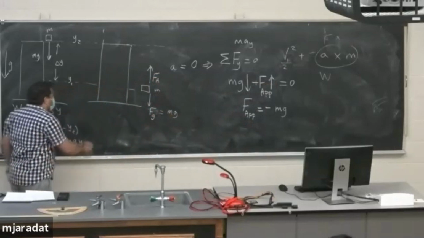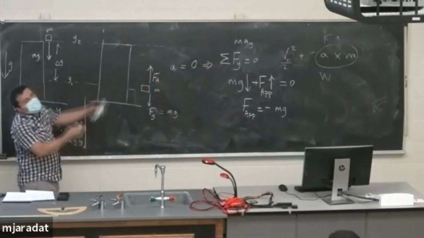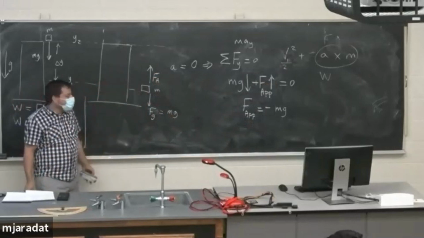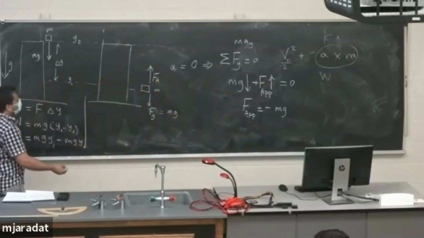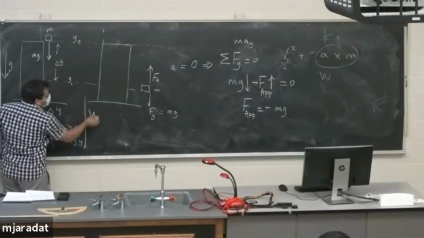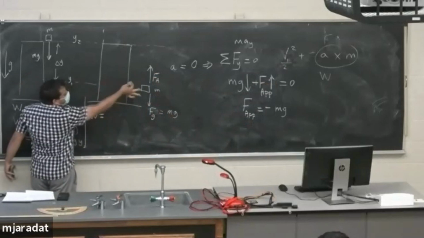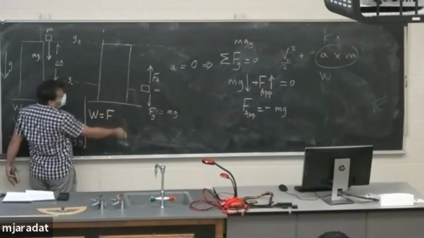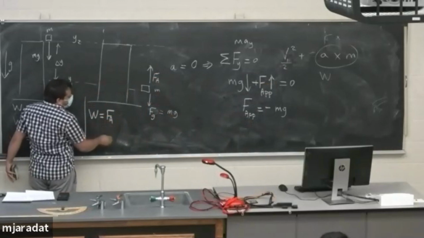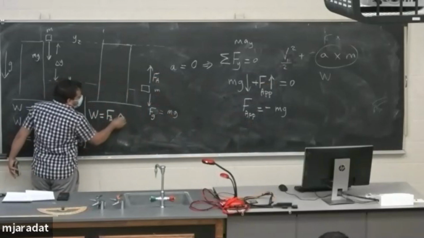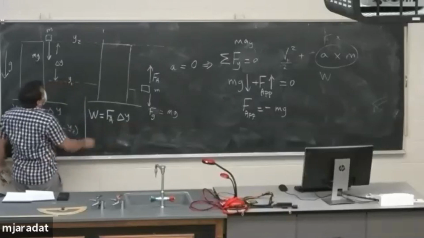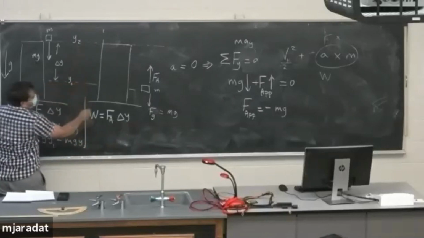What is the work in this case, done by the external applied force? It is simple. W is equal to the applied force, which is mg, multiplied by delta y. Delta y is y final minus y initial.